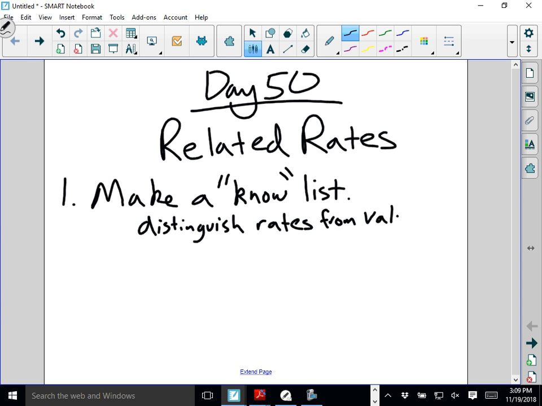Rates are going to be derivatives, so when we put them in our know list, we want to indicate that they are going to be derivatives. Values are not derivatives, and we should list them as constants. Okay, so we want to make a know list. The second thing we want to do is make a need list.